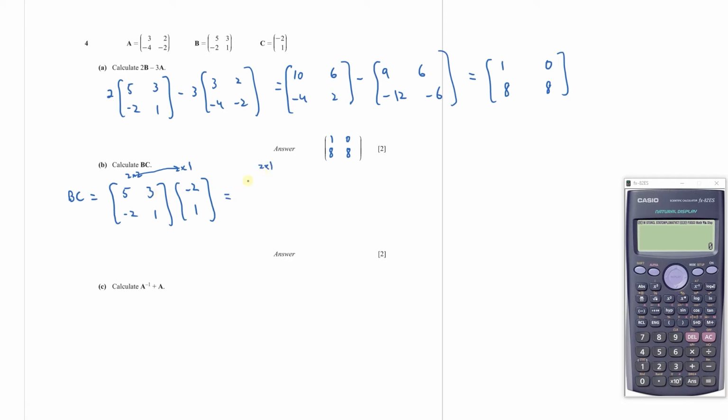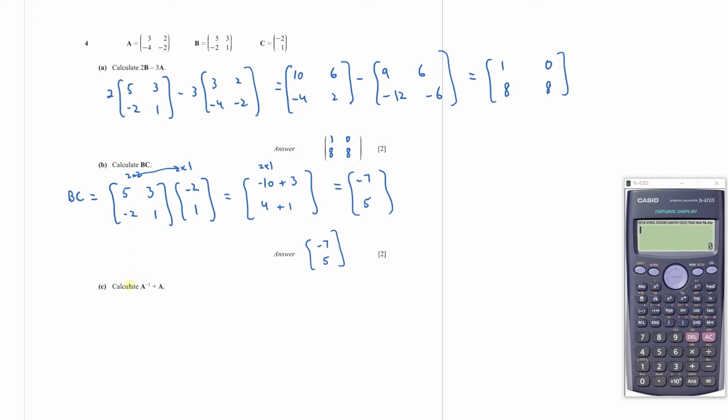So let's calculate that. If I multiply this first row with the first column, I'll get the value in the first row and first column, which will be 5 times 2 is minus 10 plus 3. And then multiplying second row with first column, I will get 2 times 2, minus and minus will become plus 4, and then plus 1, which is minus 7 and 5. So your answer here will be minus 7 and 5.